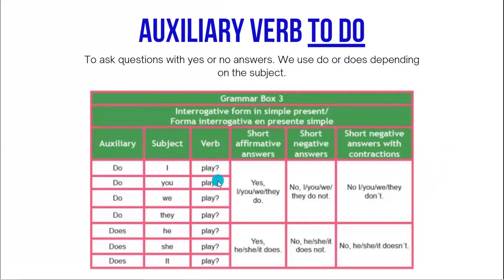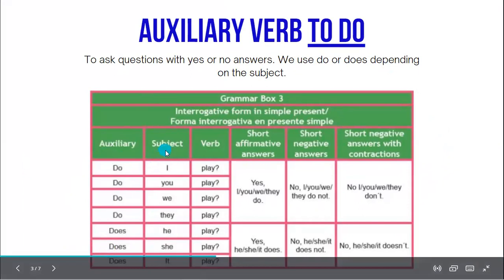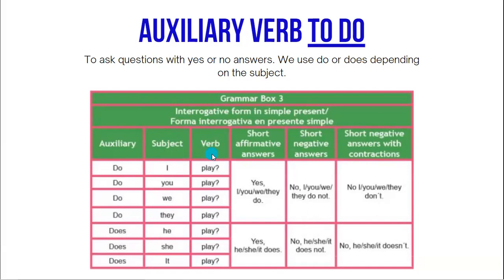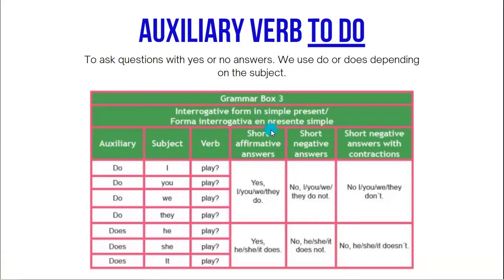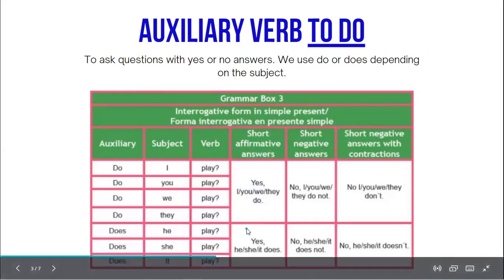So for example, we have the auxiliary, which is do or does. We have the subject, as I mentioned before, and we have the verb. It is very easy, so you just use do or does, he play, and an interrogative. And here we have three types of answers. First, we have the short affirmative, which is yes, I do, you do, we do, etc. Yes, he, she, it does.